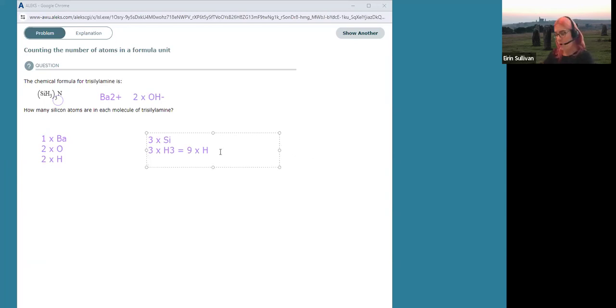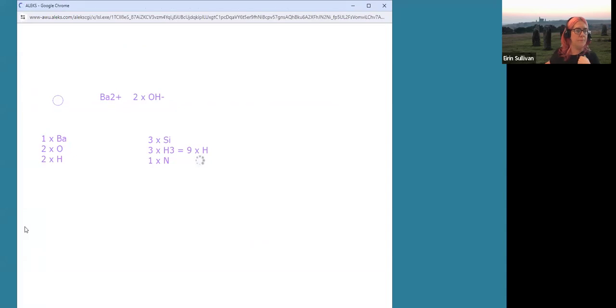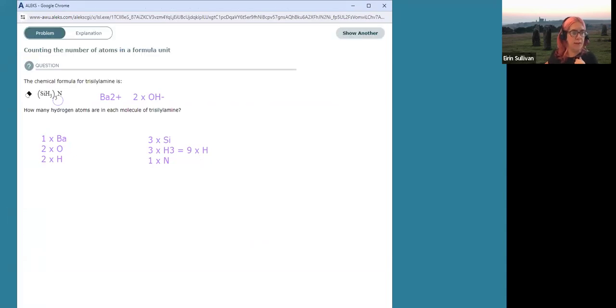And then we've got 1 nitrogen atom. This is going to be very important when you start calculating the molecular mass of whole molecules. So 3 silicons, 9 hydrogens, 1 nitrogen in the trisilylamine. All right, one more then, just to make sure we know what we're doing.